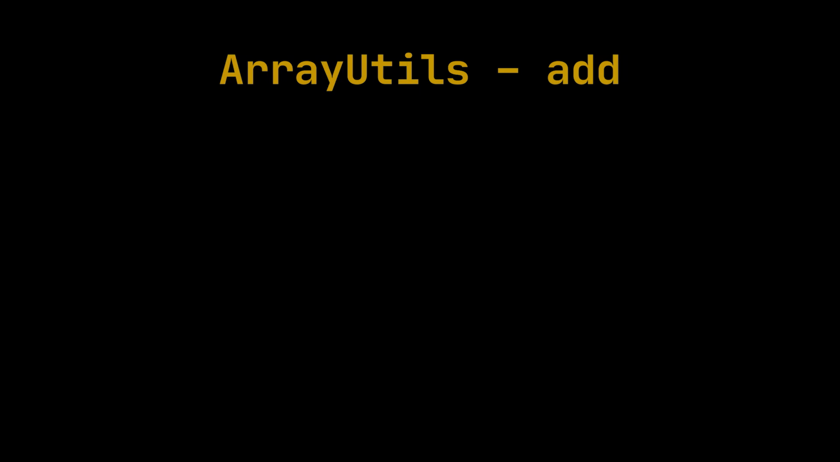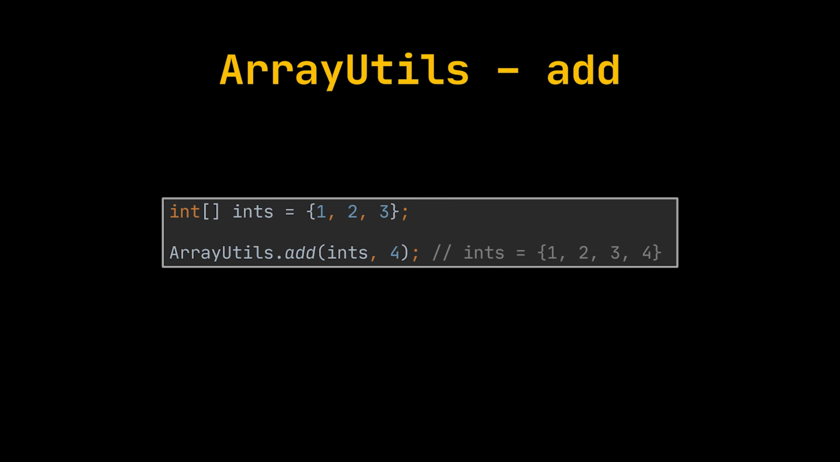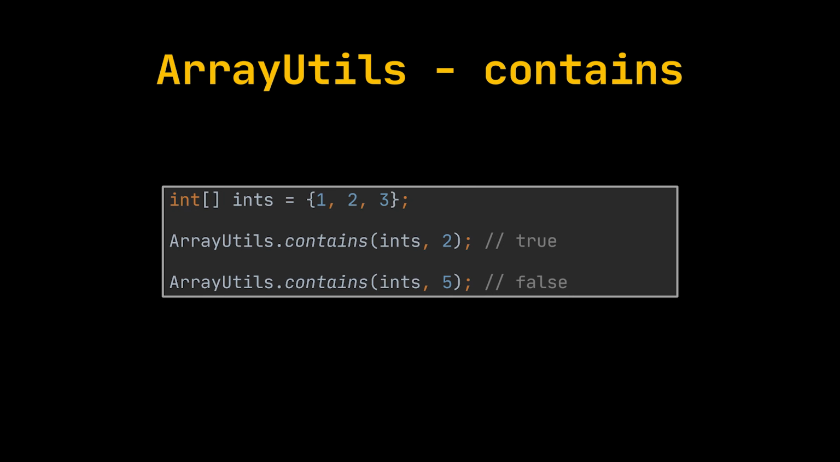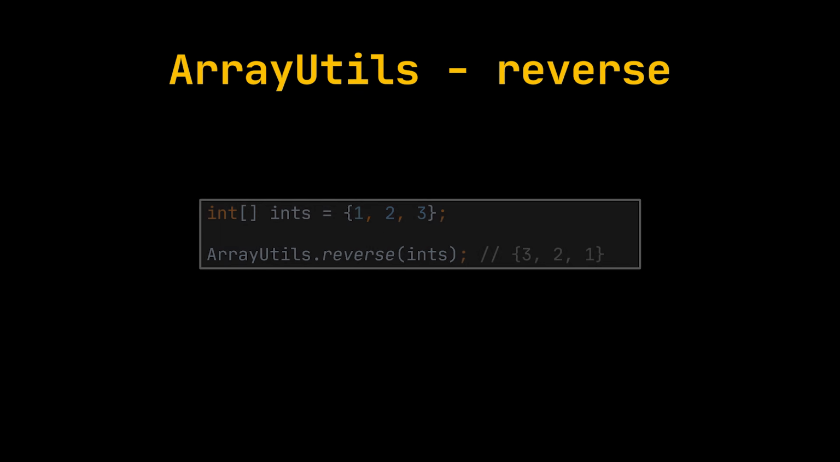The add method appends an element to the end of an array, creating a new array with the additional element. For instance, adding 4 to the array we have would result in a new array. The contains method checks if a specified element exists within the array. Passing the array in front of us and the element 2 would return true, while checking for 5 would return false. The reverse method rearranges the elements in the opposite order, so reversing the array 1, 2, 3 will rearrange the elements of that array in place to be 3, 2, 1.